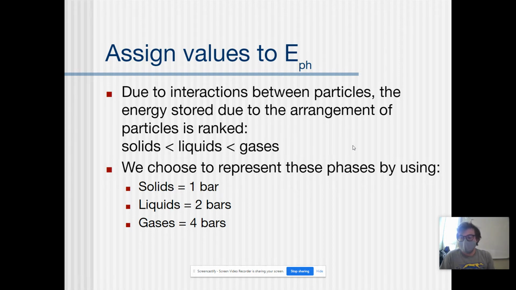If we think about why that is, solid particles are usually closely packed together. They're vibrating around just a little bit, not moving a whole lot. Liquids have a little bit more motion. They're able to slide past each other. And finally, gases are zipping around real quick and moving with a lot of energy. So when we fill in an energy bar chart, we want to give solids 1 bar of energy, liquids will get 2 bars, and gases get 4 bars.